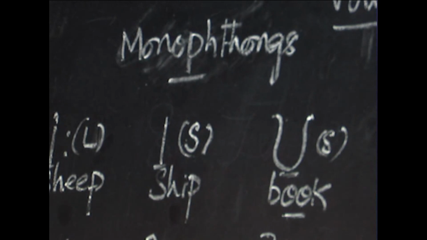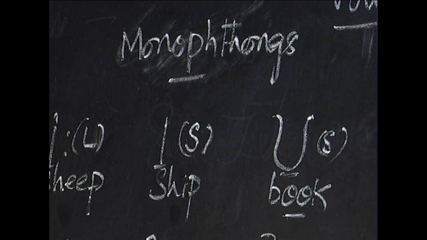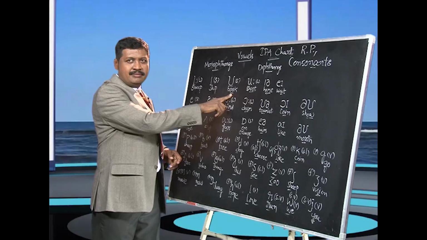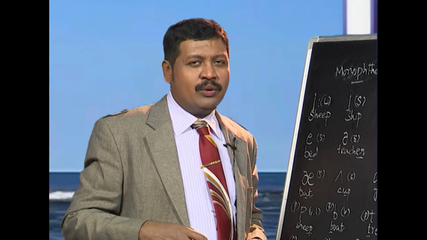Let us now go to the next sound under the monophthongs category, that is /ʊ/. Remember, that's a short vowel sound. Book, look, cook, shook. Short vowel sound. I am not dragging the sound here.